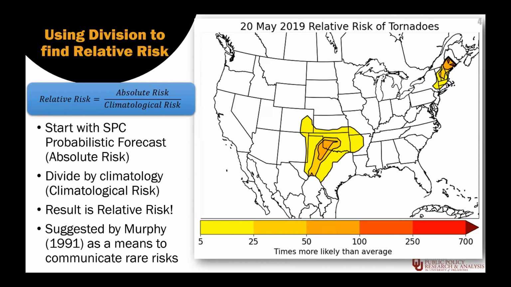So this is a product that has been suggested by Murphy as far back as 1991 as a means to potentially help communicate rare risks like tornadoes.